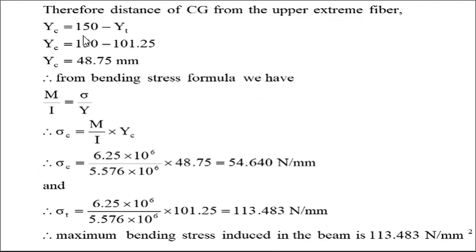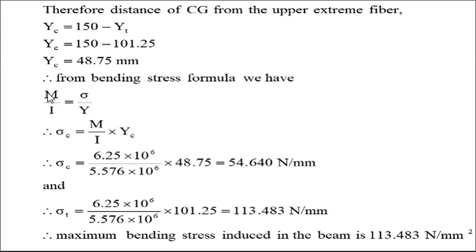So now YC: the total height of the section is 150 minus YT. YT we found is 101.25. So we'll get YC above the neutral axis from the top fiber. YC means Y at compression, YT means Y at tension. So it is 48.75 mm.